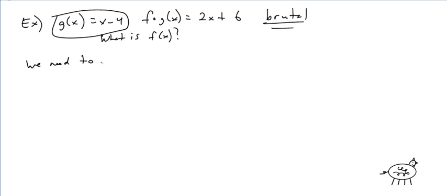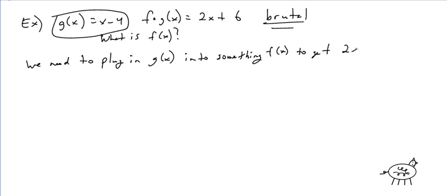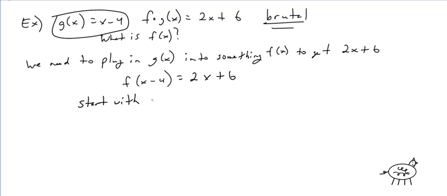So we need to plug in g of x into something, which is your f of x, of course, to get 2x plus 6. Alright? So this is the deal, mathematically. I'm going to plug in an x minus 4 to get 2x plus 6. And I want to know, what am I really plugging into? Well, this is the deal. You got to kind of start with the variable first.